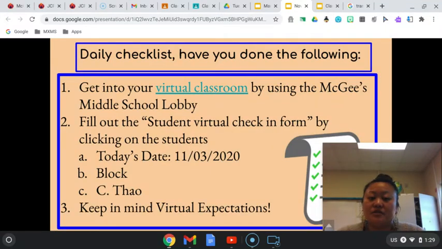I still need you guys to do your virtual check-in, okay? So please make sure you do your virtual check-in. The date is not November the 3rd. It is November the 4th, all right?